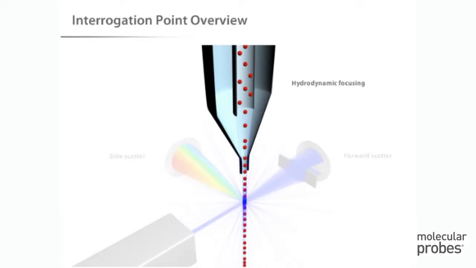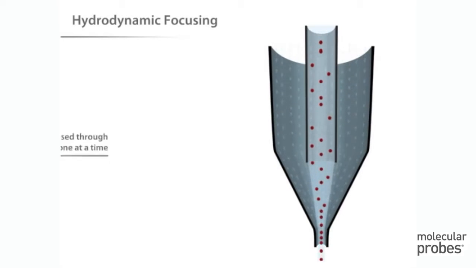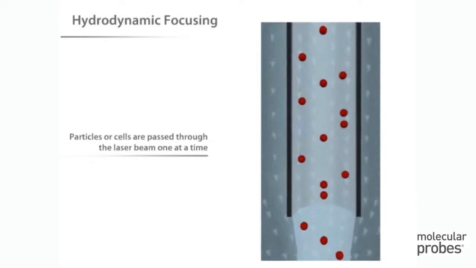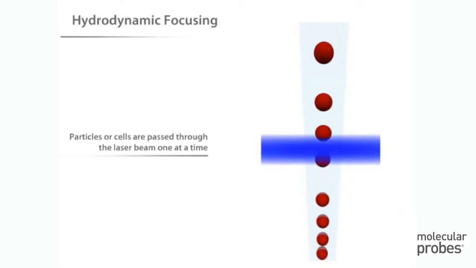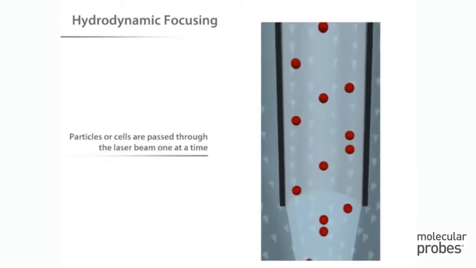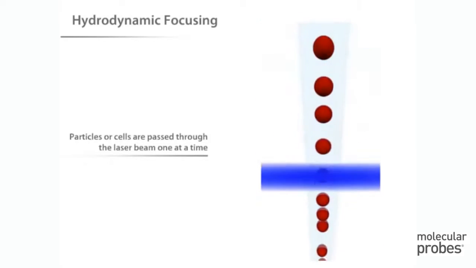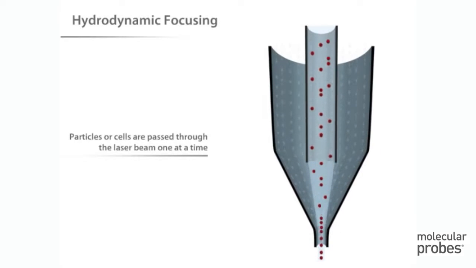First, let's talk about how the sample is delivered to the laser. Here we see how the sample is transported through the interrogation point. For accurate data collection, it is important that particles or cells are passed through the laser beam one at a time. Most flow cytometers accomplish this by injecting the sample stream containing the cells into a flowing stream of sheath fluid or saline solution. As you can see, the sample stream becomes compressed to roughly 1 cell in diameter. This is called hydrodynamic focusing.